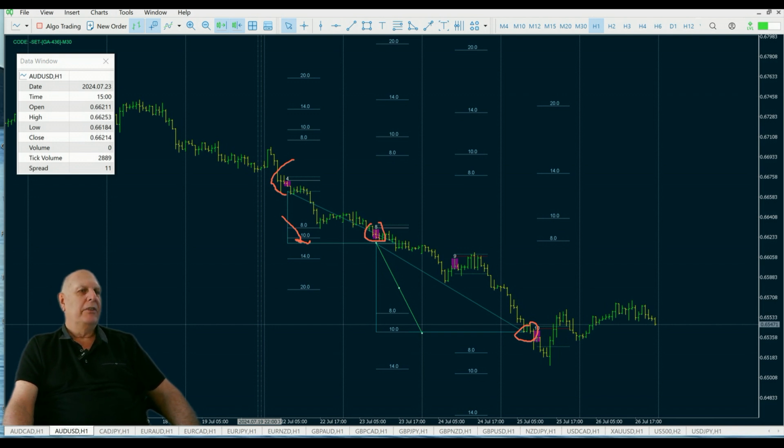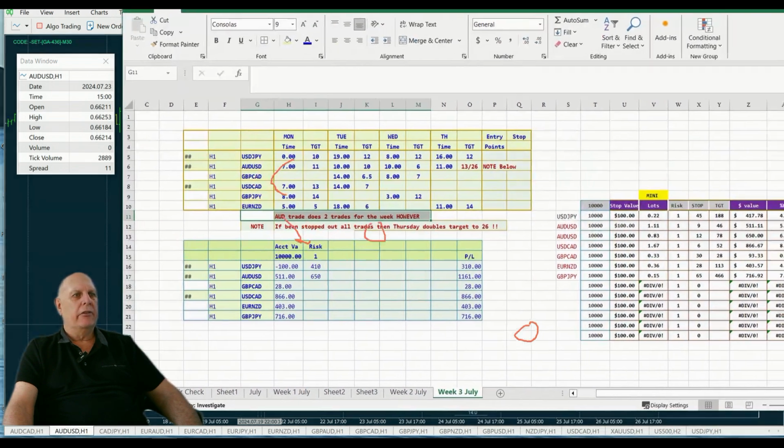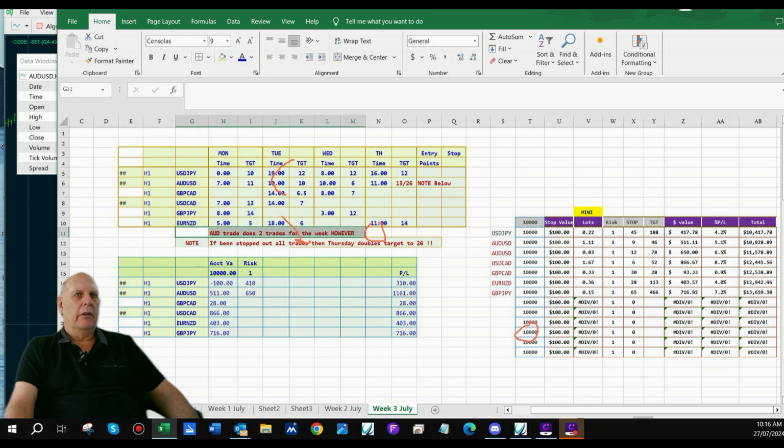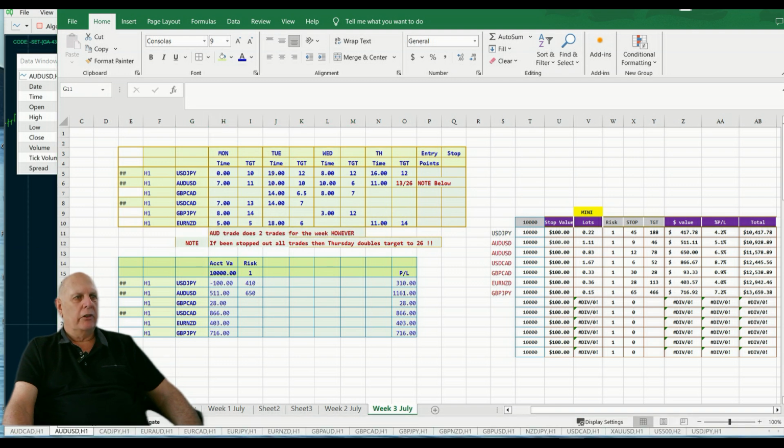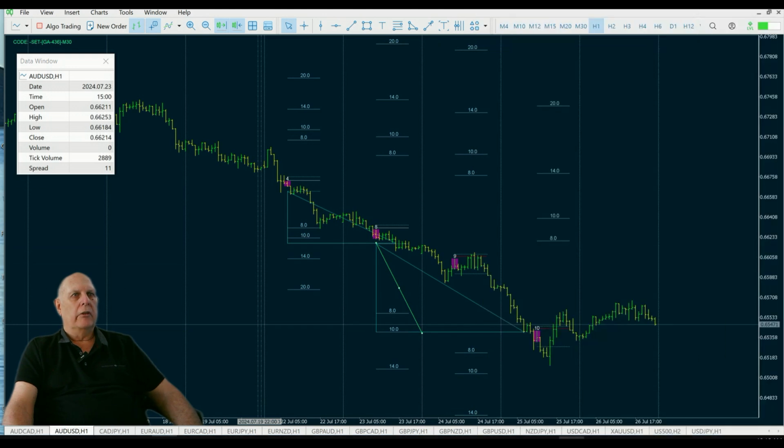Now, believe it or not, I did manage to stuff that up. I did not get the full run on that, but there it is, the 2 targets. So if we have a look at what we made out of those 2 trades, we have got the Aussie dollar, $511 and $650. That's these ones over here, 511 and 650, calculated on our 1% risk, and so forth. So that's what they did. That was a very good week for that pair and it came through quite nicely.